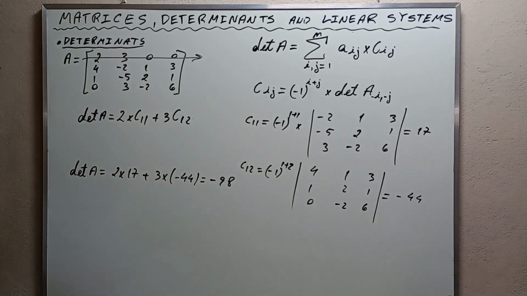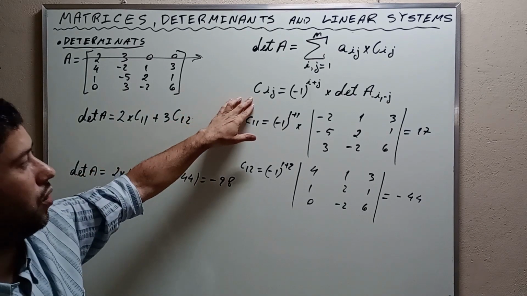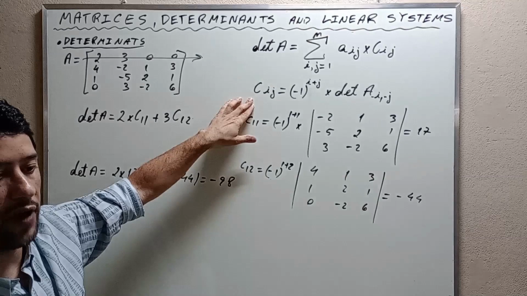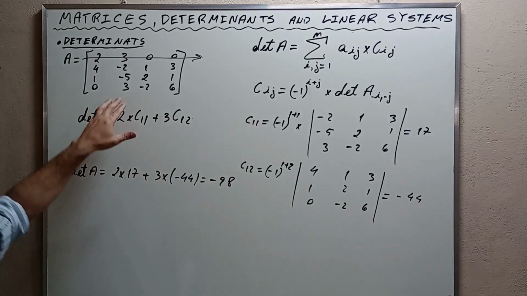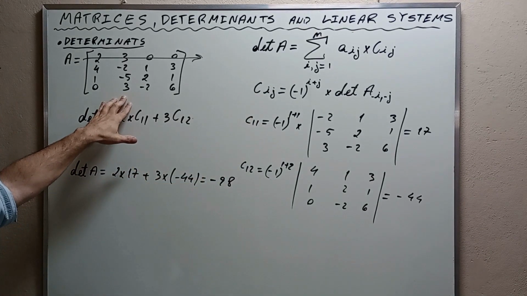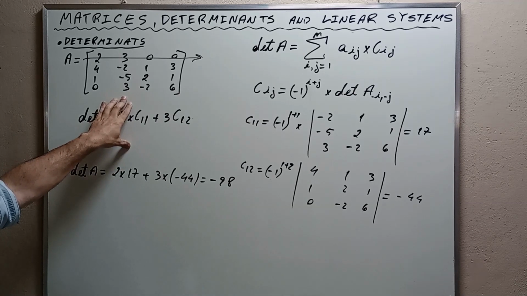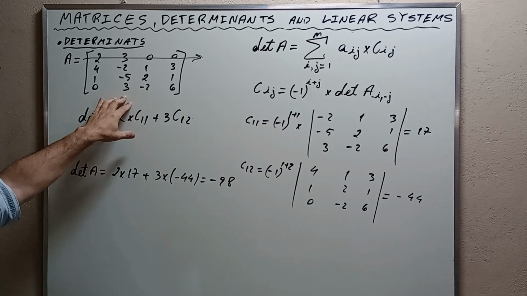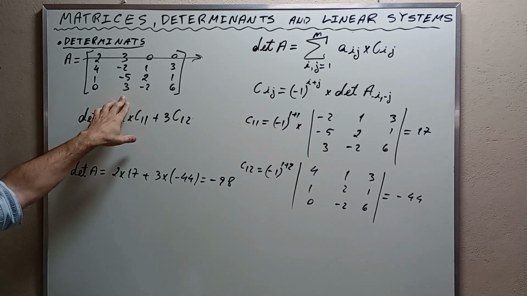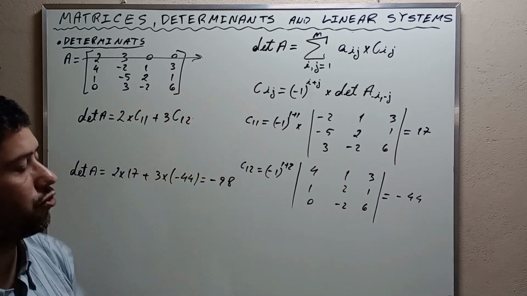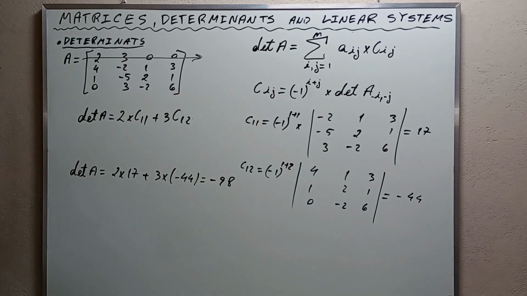Okay? And this is how we use the cofactor algorithm to calculate the determinant of matrices. Frequently, we use the rule of Sarrus for 3 by 3 matrices, but for matrices of order greater than or equal to 4 by 4, we use this algorithm to find the determinant. Now let's see some properties of determinants.